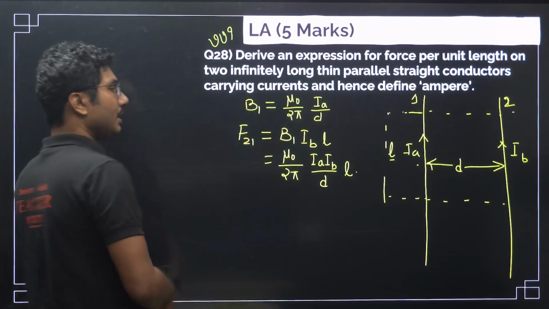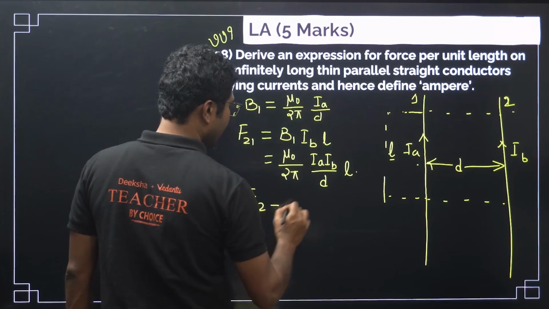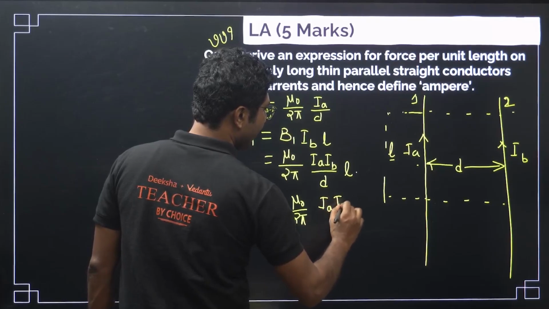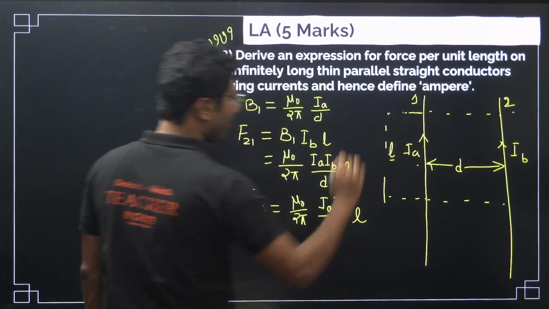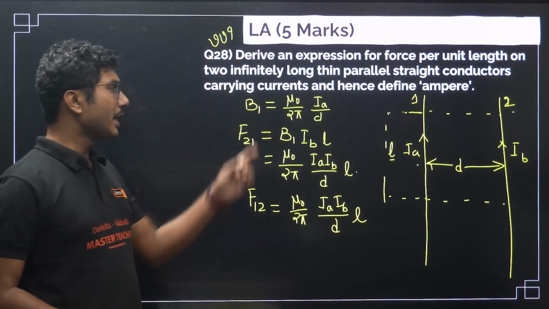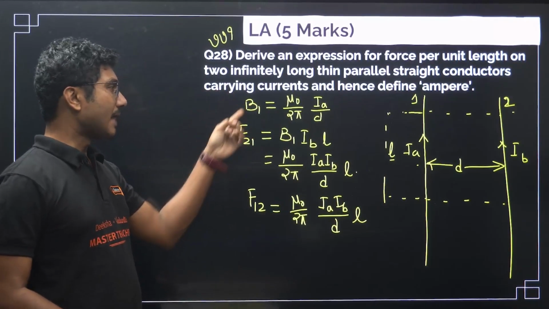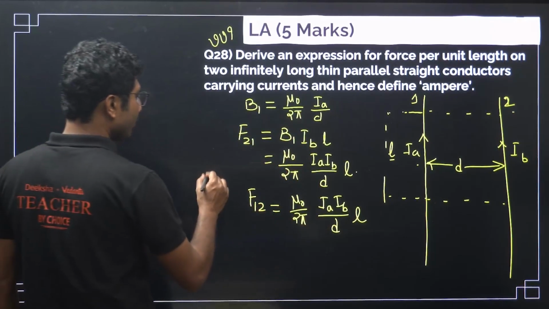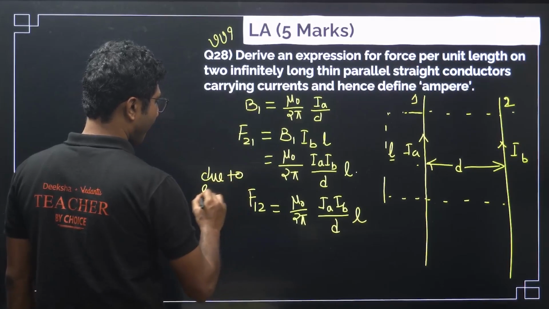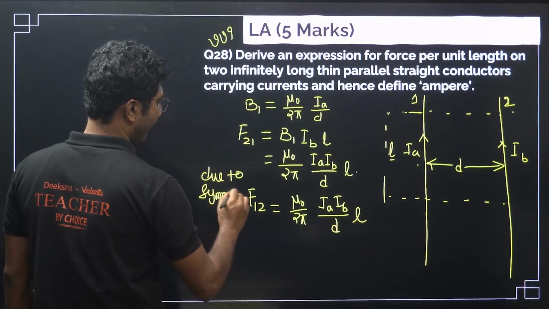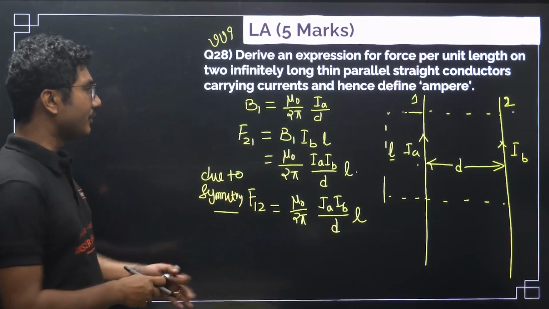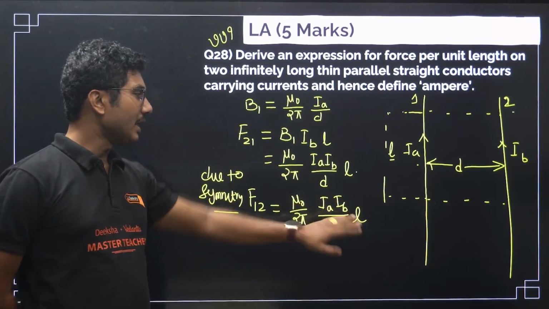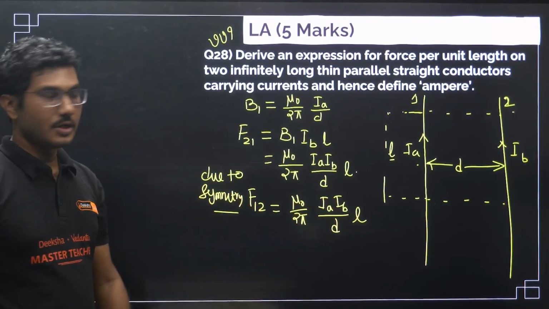Similarly, F12 will be mu naught by 2 pi IA IB by D into L, but in the opposite direction. How can you do that? For that you have to calculate B2 and then apply the same law, with IA in place of IB. You can write this due to symmetry, because the equation is symmetrical; IA, IB, D, everything is interchangeable. Even if you interchange A and B, you will get the same expression. So, this is a symmetrical force.